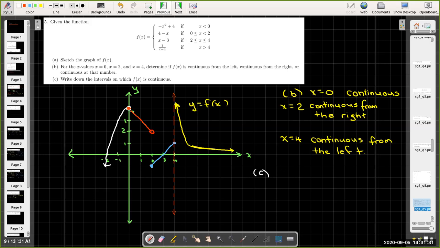So on what intervals is f continuous? Well, f is continuous on, well, we can go as far to the left as we want. It'll still be continuous. We'll be using this formula for the parabola. So that is a continuous function. So starting from negative infinity, yes, even at zero, it's still continuous, all the way up to, but not including, positive 2. So I don't include positive 2. I use a rounded parenthesis when I'm using interval notation.